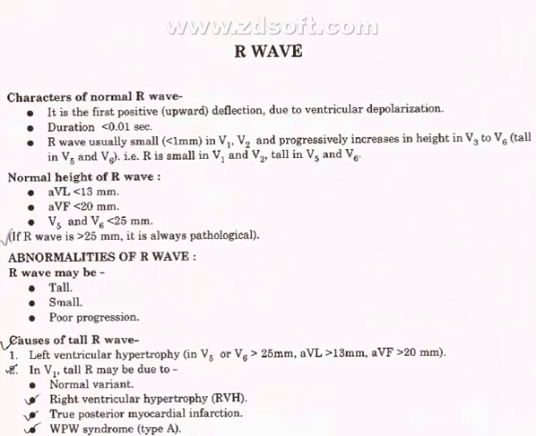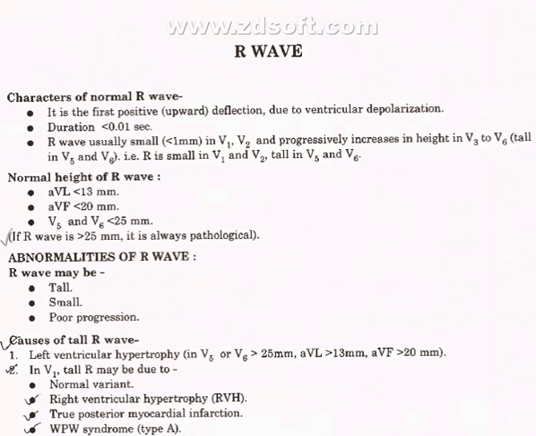Now we will discuss the R wave. Characters of normal R wave. It is the first positive or upward deflection due to ventricular depolarization. Duration is less than 0.01 second. R wave is usually small, less than 1 mm in V1 and V2, and progressively increases in height from V3 to V6, tall in V5 and V6. That is, R is small in V1 and V2, tall in V5 and V6.